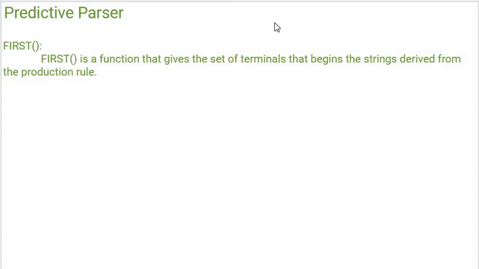So when we say first of a non-terminal, you will be getting a set of symbols, which means that when we use the non-terminal to form a string, the string's first symbol will be any one among the set. So that is what first is.